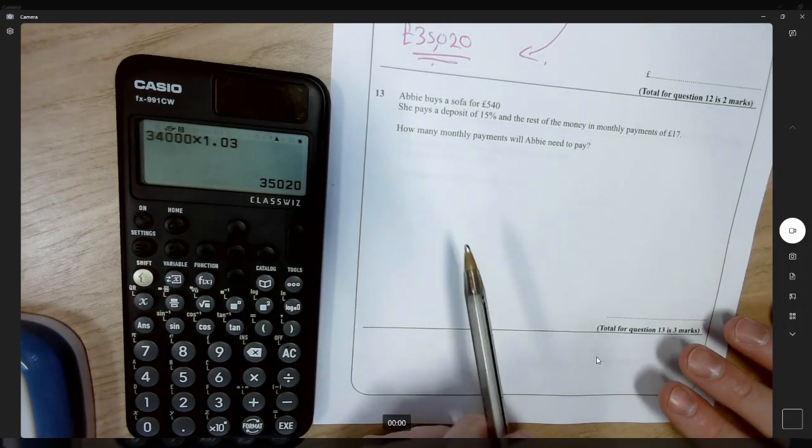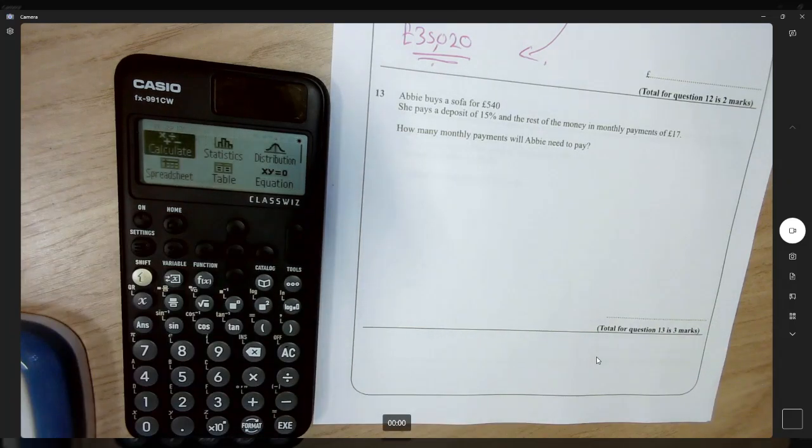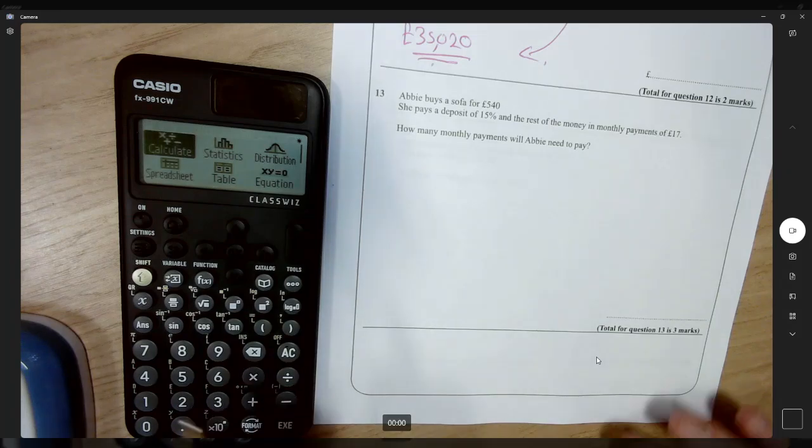Now the next question, I would like you to have a quick go, see how far you can get, and then I'll put the answer on after this. Okay, the answer to this one.